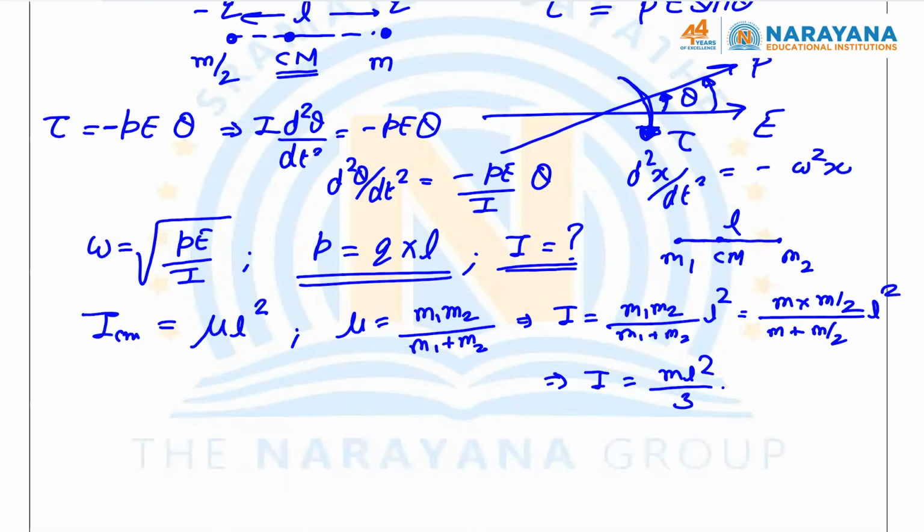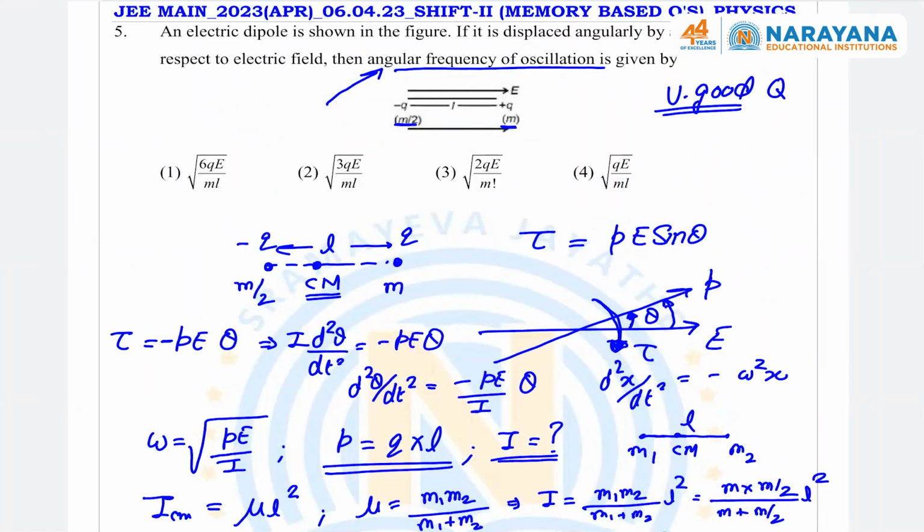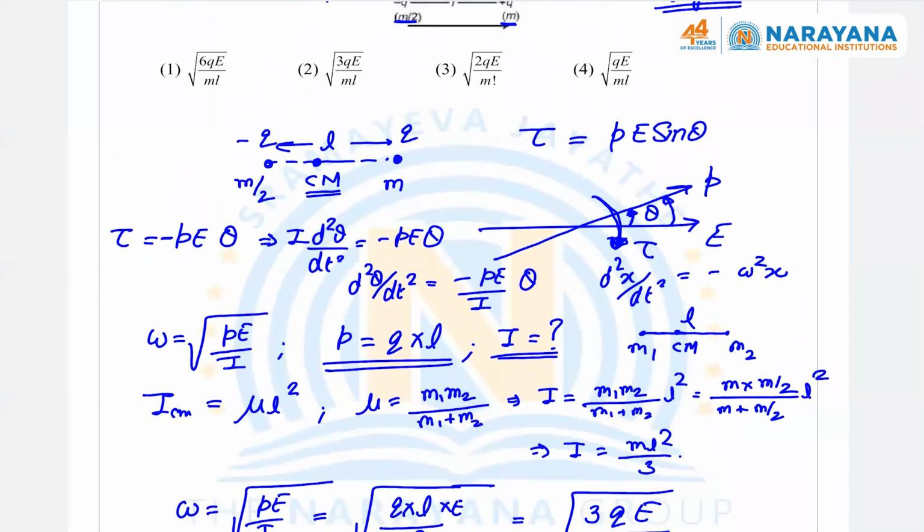So now the angular frequency is square root of P E by I. P is Q times L into E, and I is M L square by 3. All right, so this gives me the answer as square root of 3 Q E over M times L. Do we have any option like this? I guess yes, so this seems to be a misprint. Okay, 3QE by ML. That is the answer.